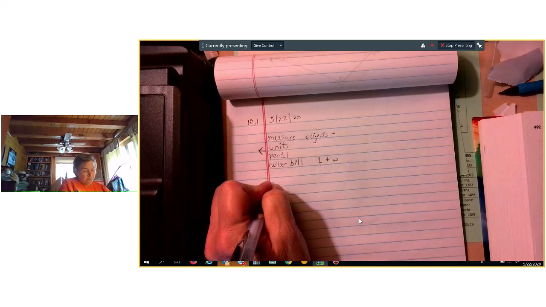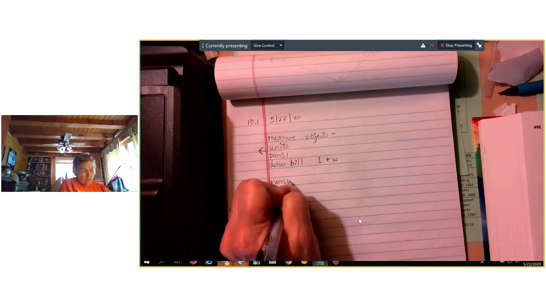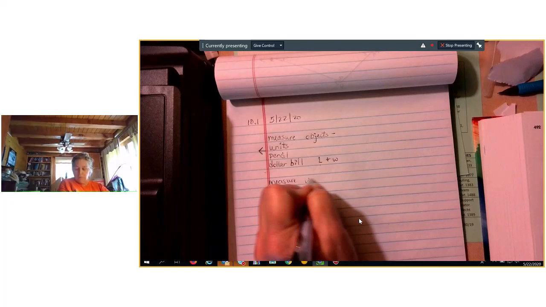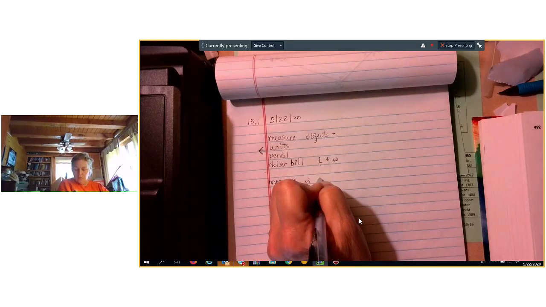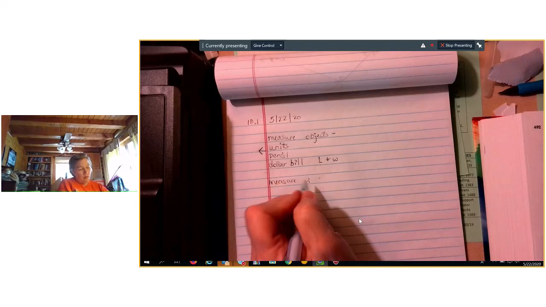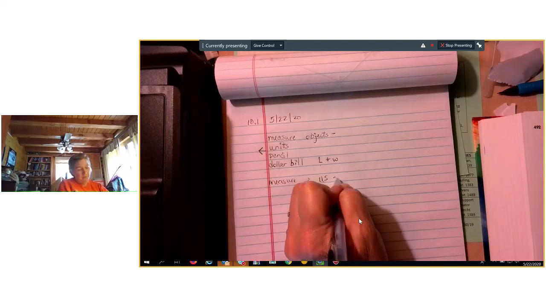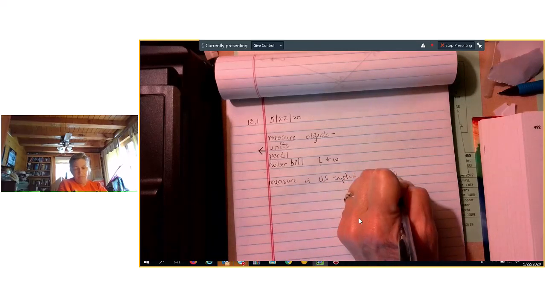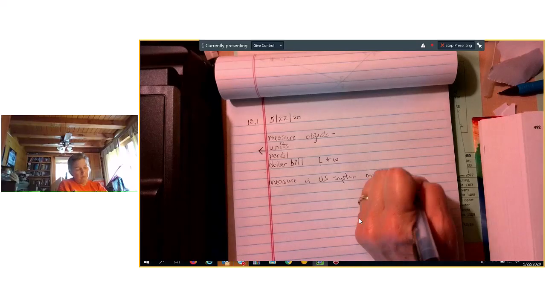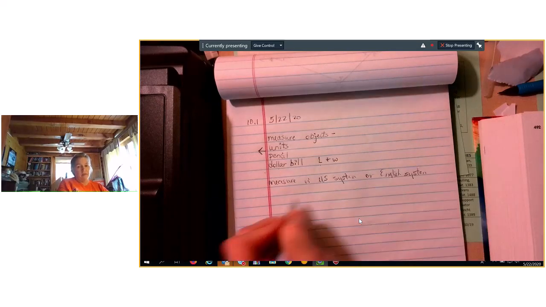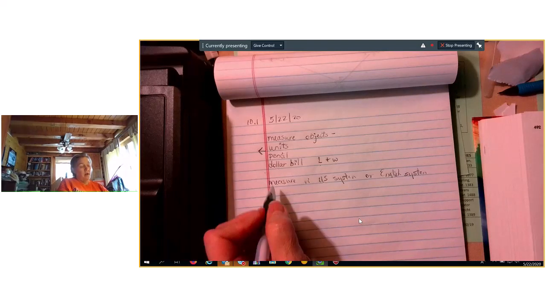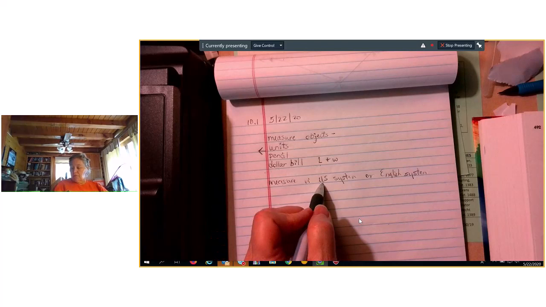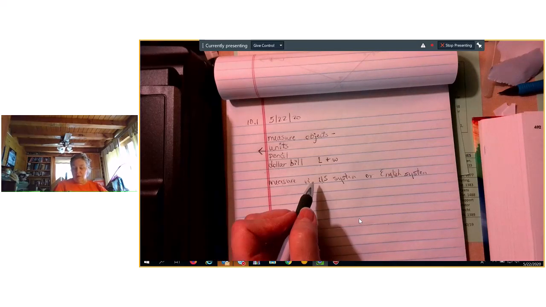Now, we measure in a U.S. system, or what they call an English system. U.S. system or English system of measure. We don't do a metric system. If you were in class with me, we would find the difference between measurements in the English system and the metric system, but we don't.